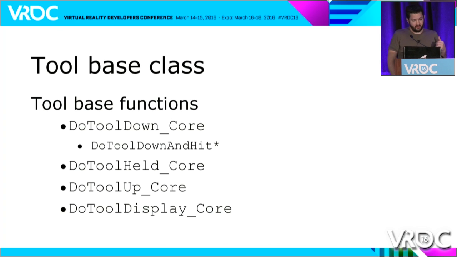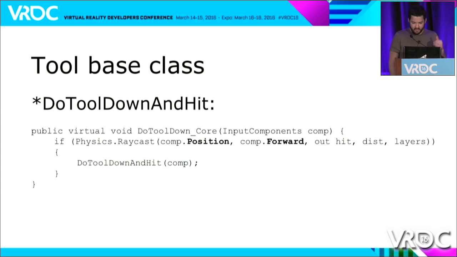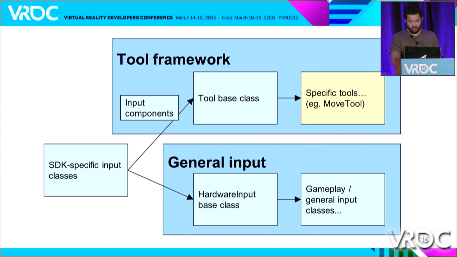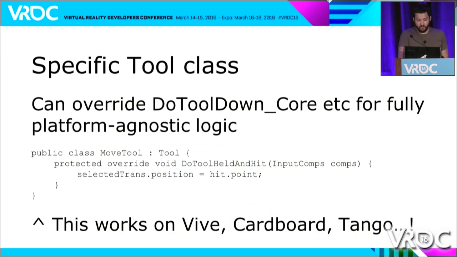And then there are some special cases like this do tool down and hit. Let's look at where that comes from. In the do tool down, I just do a raycast from whatever the input's position and forward is, and if it hits a valid layer, which is usually going to be terrain or another entity in the world, then I fire off that I-have-hit-something hook. So this all culminates when we actually get to a specific tool, like a tool that's going to move something or a tool that's going to create something. So let's look at one of those.